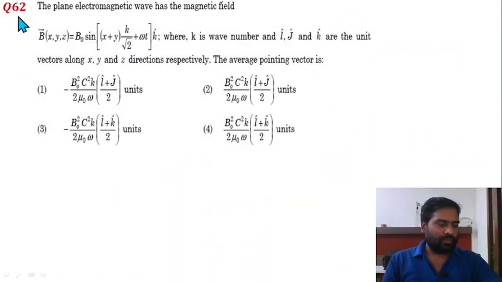Question 62. The plane electromagnetic wave has the magnetic field B equal to B naught sin of (x plus y) k divided by square root 2 plus omega t, along k cap, where k is the wave number and i cap, j cap, k cap are the unit vectors along x, y and z direction respectively. The average Poynting vector is.